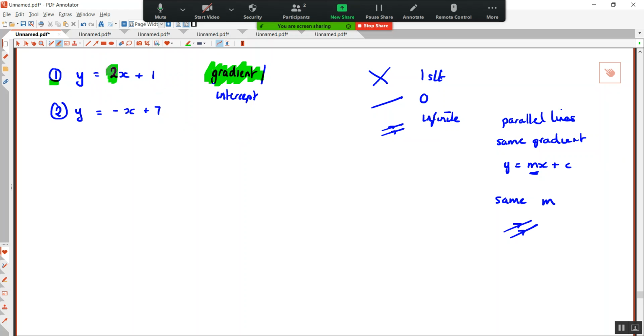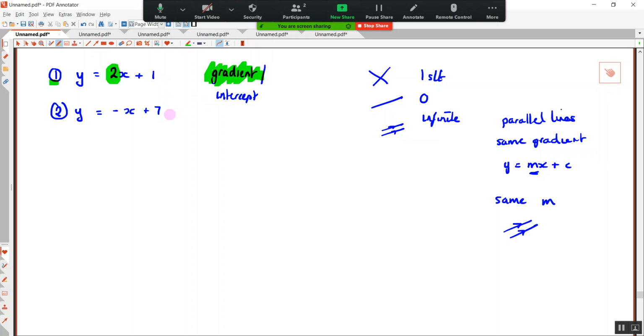The gradient is what the x value goes up by. It's 2. All right. So do you remember when we were talking mobile phones and things? This would be starting at 1% and going up 2% every minute or something, charging. Yeah.